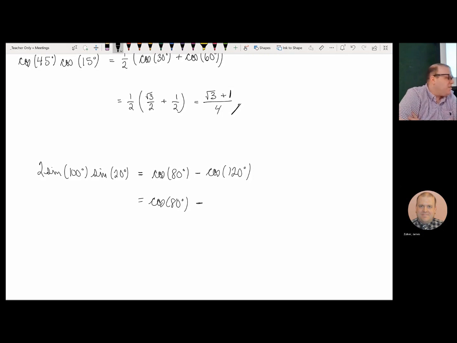What is the cosine of 120 degrees? Right, 60 plus 60, but 120 is actually a known angle. The reference angle is 60 here. So it's cosine of 80 degrees plus a half. And you'd leave it that way.